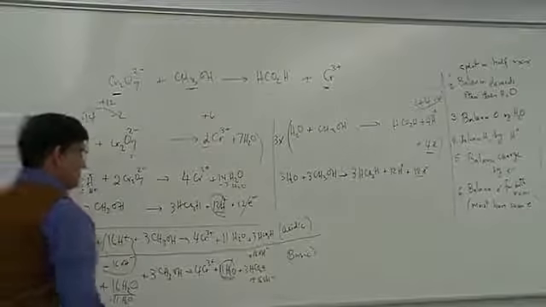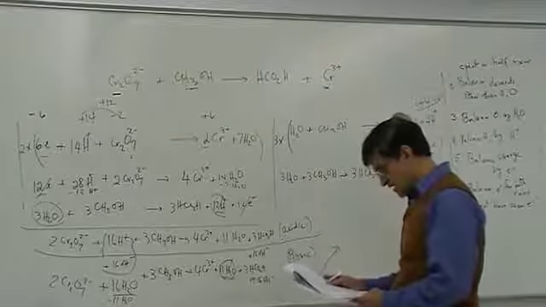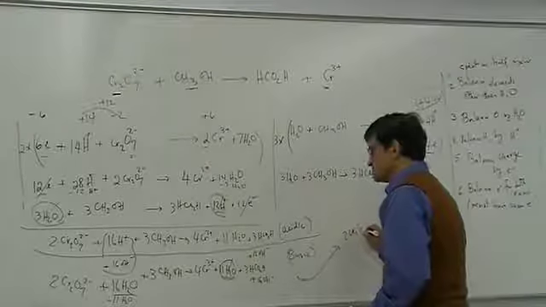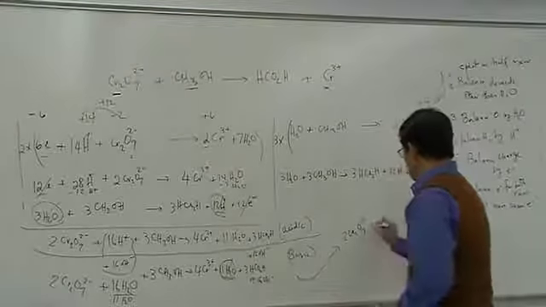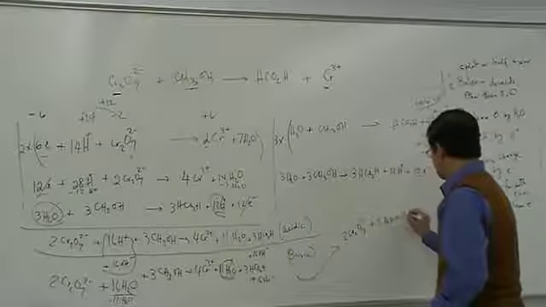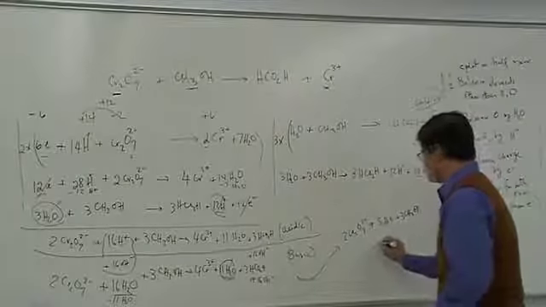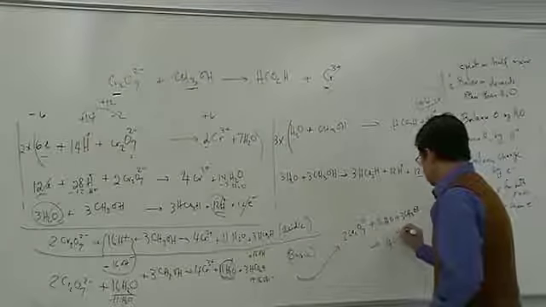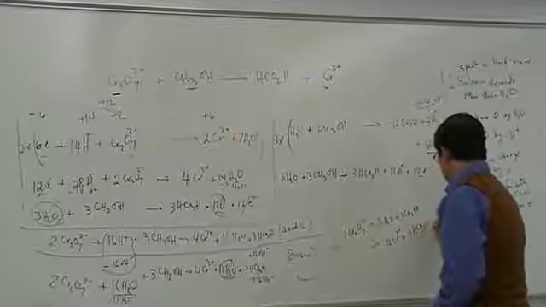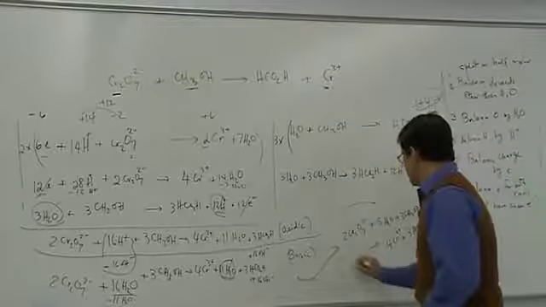Now, so let's write down the basic balancing. So when you subtract 11, so this is going to be 2Cr2O7 2 minus, plus 5H2O, plus 3CH3OH, giving 4Cr3 plus, 3HCO2H, plus 16OH minus. This is the basic solution.